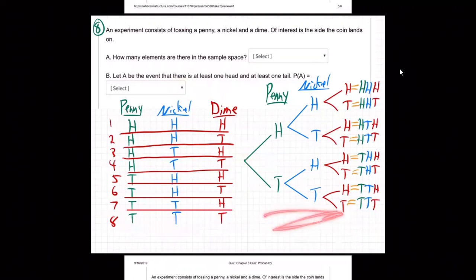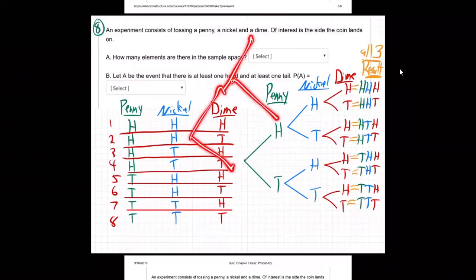Some people like the tree better because it shows the branching of life. So think about flipping the penny, flipping the nickel, and I forgot to write dime up there, didn't I? And flipping the dime. And then over here is the result of all three. So you're going to flip the penny, you're going to get a head or a tail. And then after that, it's like the branches of life. Like you make choices in life, right? I'm going to go to college. I'm not going to go to college. I'm going to major in this or major in that. And your life begins to take shape as you make choices.